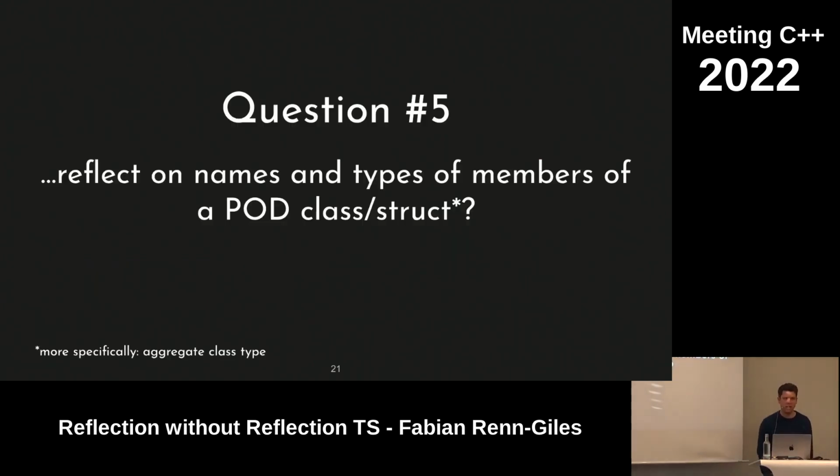Okay, now we come to the holy grail part of this talk. Is it possible to reflect on names and types, both names and types, of members of a POD class struct? POD is not really correct anymore with new standards, so if we're in C++17 and beyond, we would say aggregate class type. But when I was talking to people, most were more familiar with the term POD, so plain old data. So who in this room thinks it's possible to reflect on names and types of members of a POD class struct? Okay.